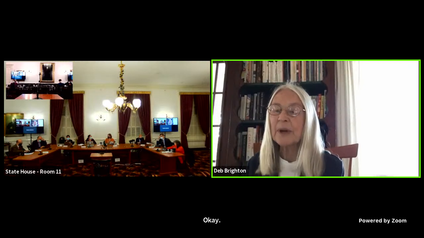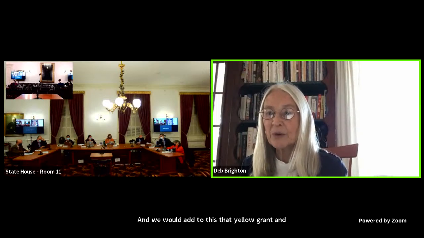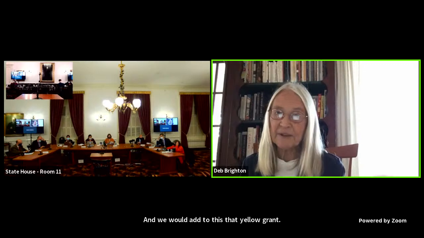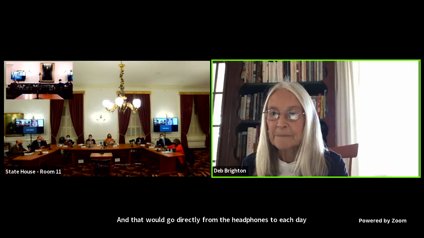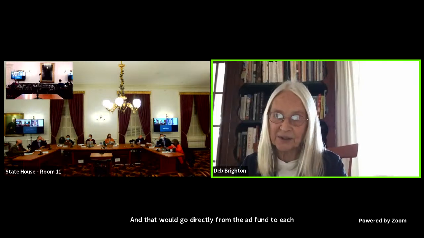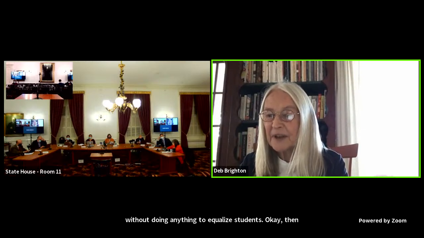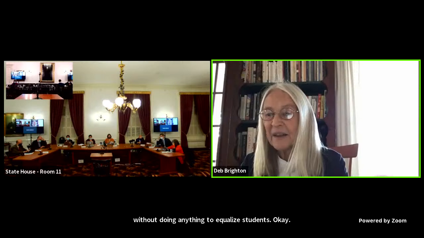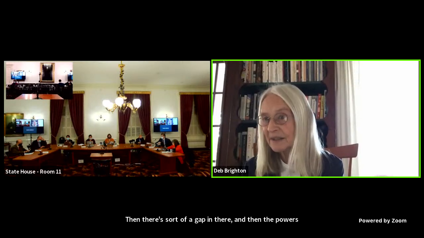And we would add to this the ELL grant. And that would go directly from the ed fund to each district, without doing anything to the equalized students. Then there's sort of a gap in there. And then the columns to the right are sort of the tax calculation.